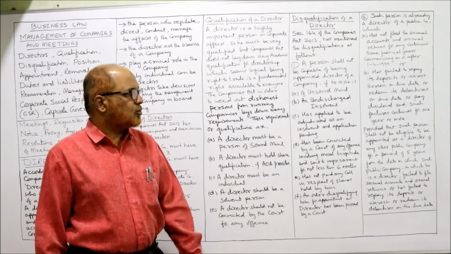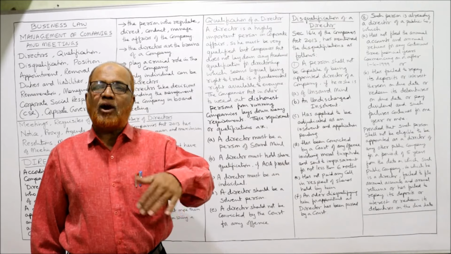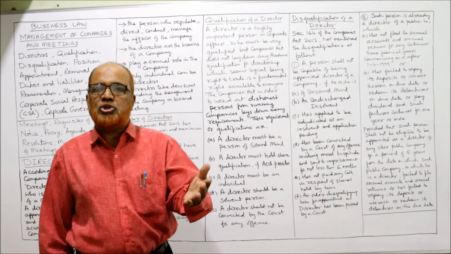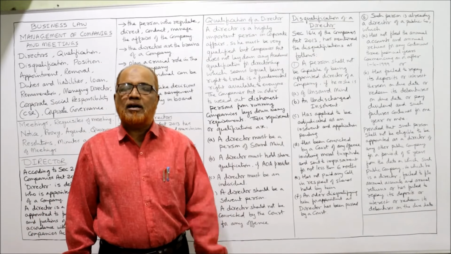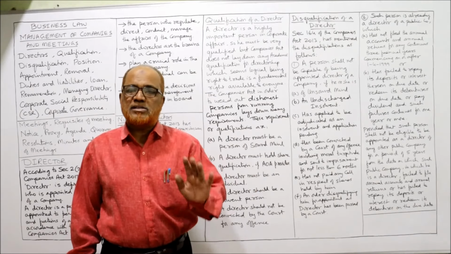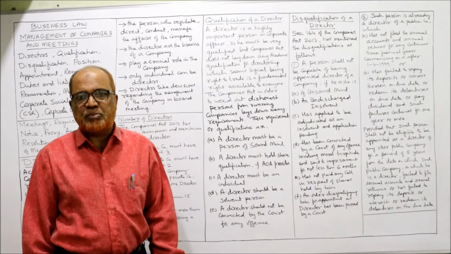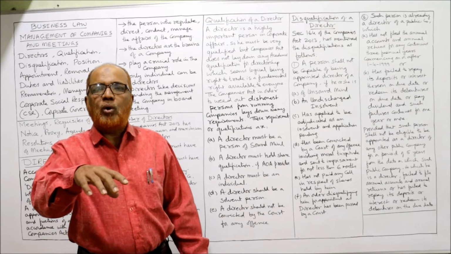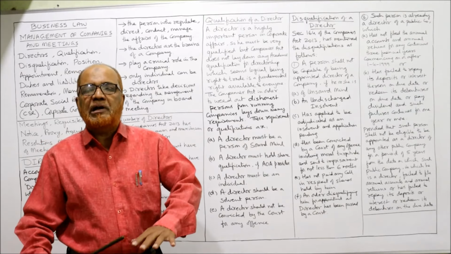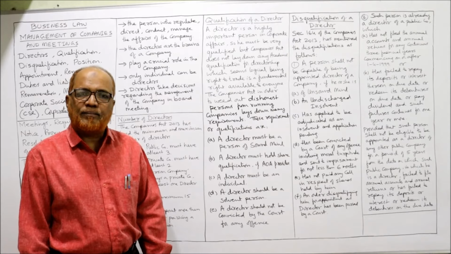Next one, has applied to be adjudged. Then has been convicted. If a person is convicted for any offence of moral turpitude and the court has sentenced him to imprisonment for more than 6 months, the person will not be eligible. He has not paid the call money for more than 6 months, or any other ground on which the court declared that this person cannot be appointed as the director.